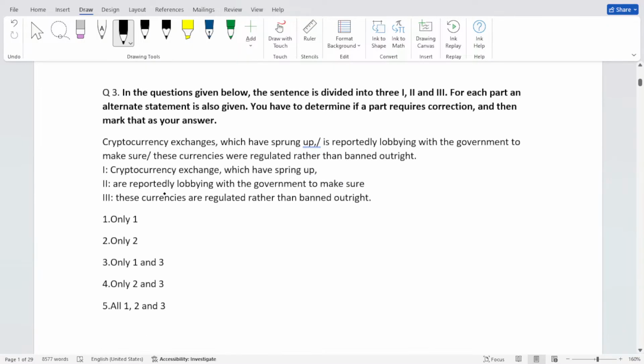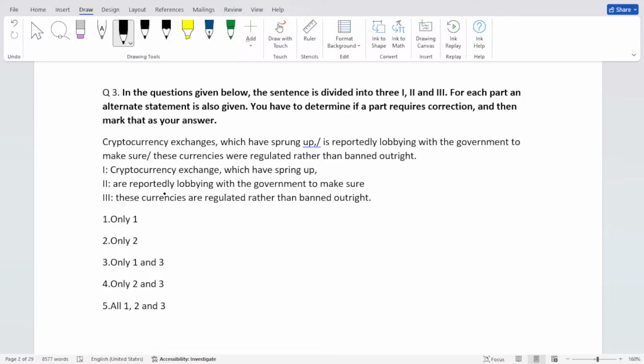Third question. In the questions given below, the sentence is divided into three parts: 1, 2 and 3. For each part an alternate statement is also given. You have to determine if a part requires correction and then mark it as your answer. Cryptocurrency exchanges which have sprung up is reportedly lobbying with the government to make sure these currencies were regulated rather than banned outright. So this is the context given. In that we have to determine which part requires correction.